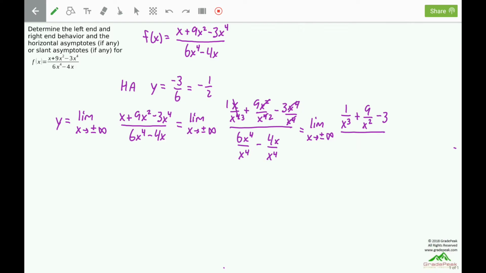In the denominator, the x to the 4's in the first term will fully cancel, leaving a 6. The second term, the x in the numerator will cancel with one of the x's in the denominator, leaving a minus 4 over x cubed. Each term that is a constant divided by x to a positive power will go to 0 as x approaches positive infinity or negative infinity.